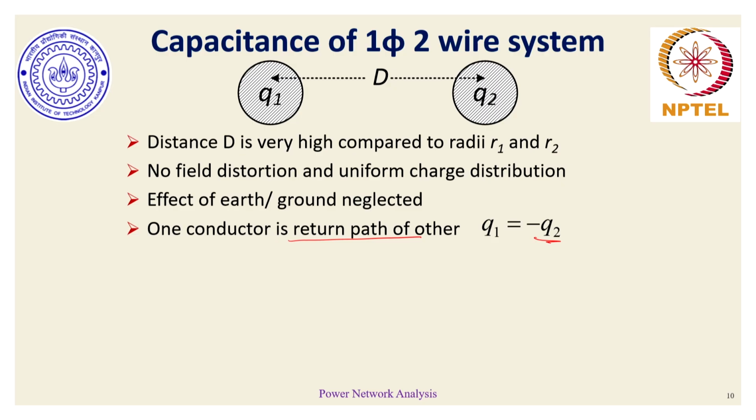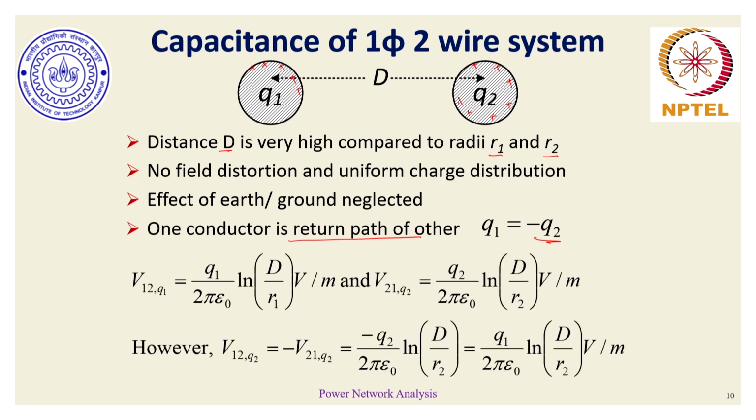So the distance d between these two charged conductors is very high compared to the individual radii r1 and r2. The electric field distortions are not happening. Q1 and Q2 are perfectly distributed along the respective surfaces. There is no distortion in the charge density on the surface. The effect of earth or ground is neglected for the time being.